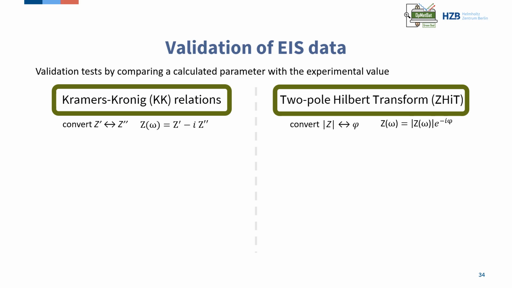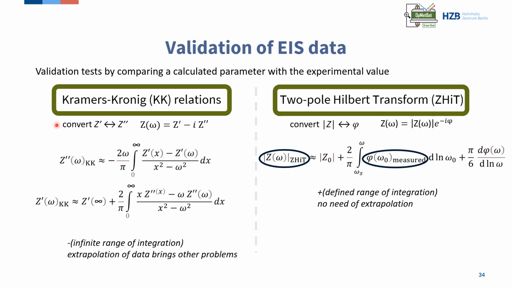To prove the validity of the impedance data, it is possible to use different equations for data analysis. The goal is to quantify how valid the data are by calculating a parameter from the experimental value of another parameter, and then comparing the calculated parameter with its experimental value. The most known validation method is with the Kramers-Kronig transforms. However, the two-pole Hilbert transform can provide some additional advantages.